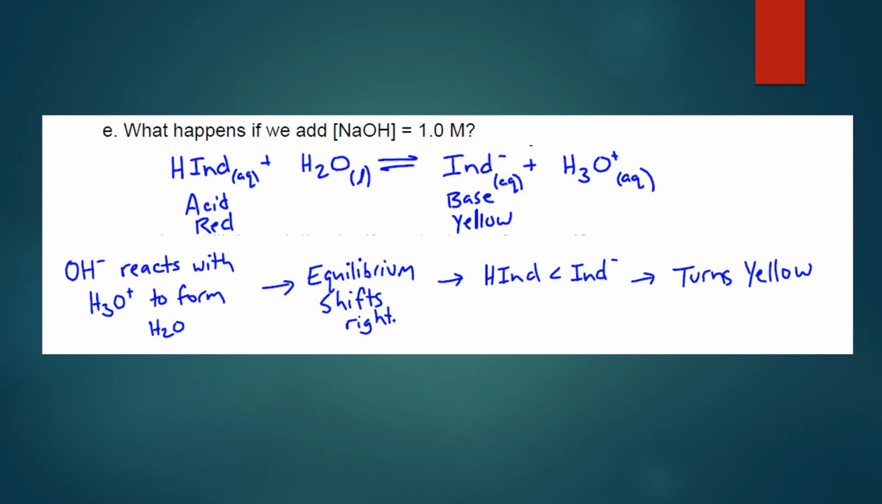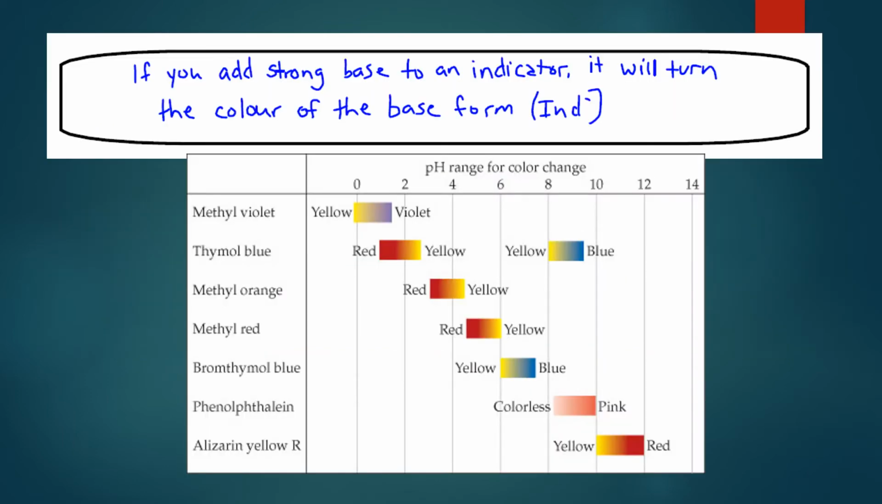So if we remove hydronium from that formula, our equilibrium is going to shift to the right-hand side. That means that we're going to have more IND minus than HIND, and that's going to turn the solution yellow. So it's going to turn to its base form. So our conclusion here, if you add strong base to an indicator, it will turn the color of its base form, IND minus. So that means when we add strong base to methyl violet, it's going to turn its violet color. Thymol blue, it'll go to yellow and then go to blue if we add strong base. And methyl orange will turn yellow, methyl red will turn yellow. All of those base forms are what those indicators will turn to. And that has to do with those equilibrium shifts.